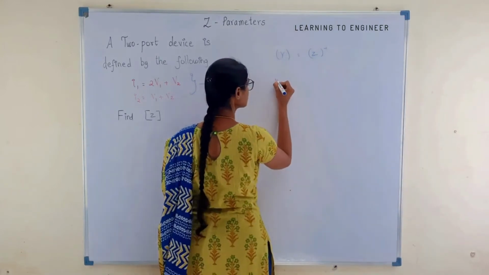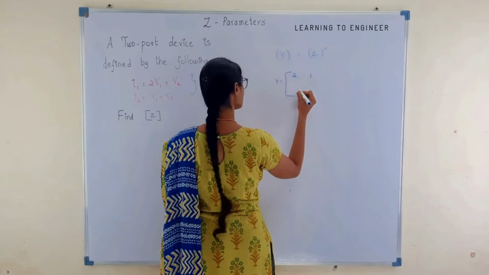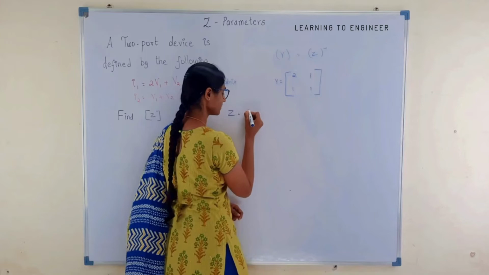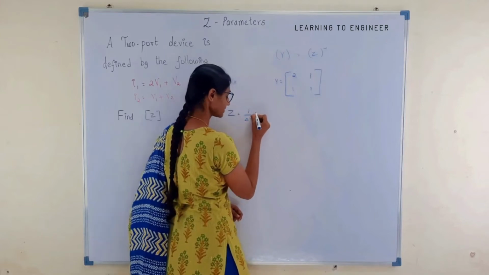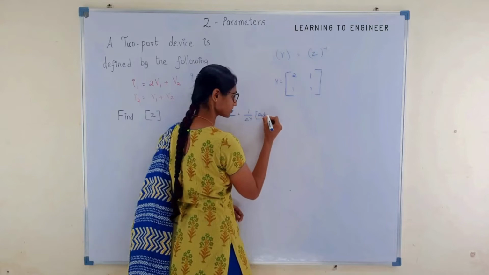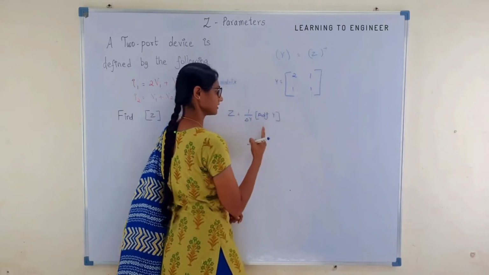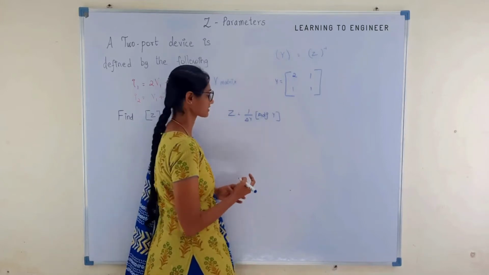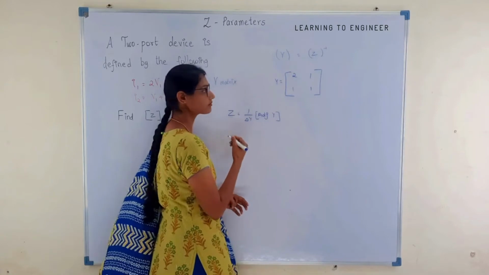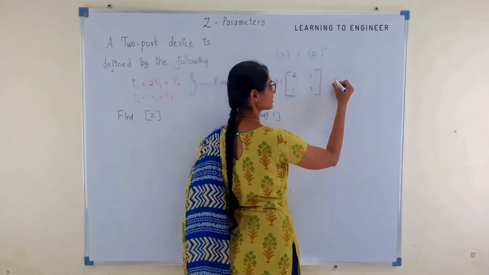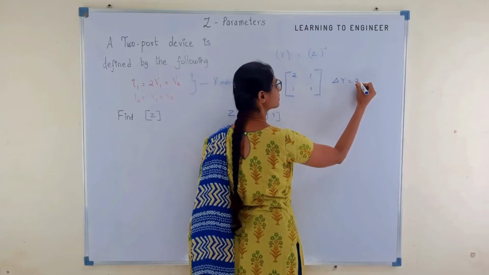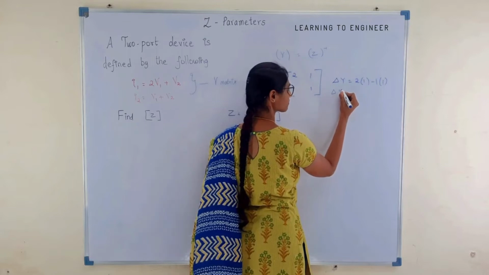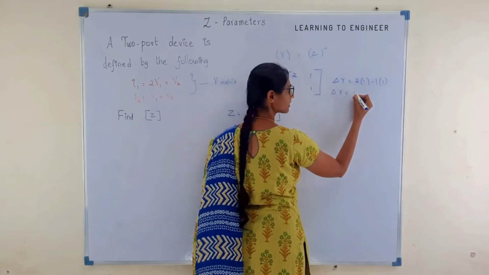The given matrix is 2, 1, 1, 1. The Z matrix will be 1 by the determinant of Y matrix into the adjoint matrix of Y. The adjoint matrix is the transpose of the cofactor matrix. So let us first find out the determinant of this matrix. The determinant of this matrix is equal to 2 into 1 minus 1 into 1. So the determinant of this matrix is equal to 2 minus 1, which is 1.